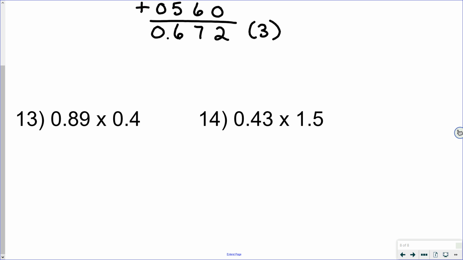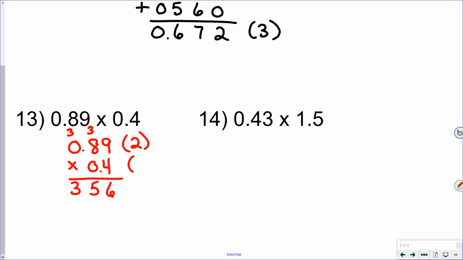And then our final two examples here, we have 89 hundredths times 4/10. 4 times 9 is 36. 4 times 8 is 32 plus 3 is 35. 4 times 0 is 0 plus 3 is 3. I need 2 digits after the decimal point for 89 hundredths. I have 1 digit after the decimal point for 4/10. So I need a total of 3 digits after the decimal point in my answer. So it's 356 thousandths. And again, if you want to put that 0 in the whole number spot, that is fine, or you can leave it out. Either way is okay.